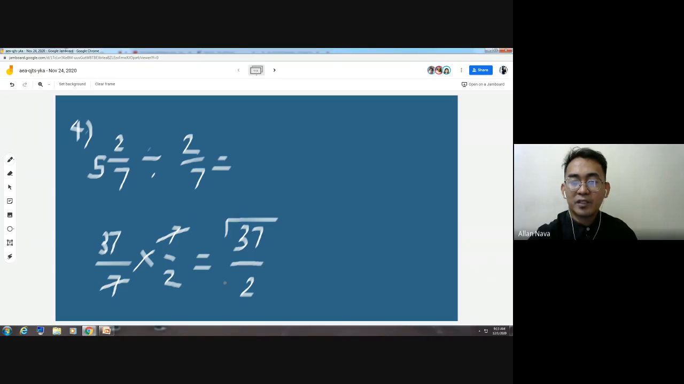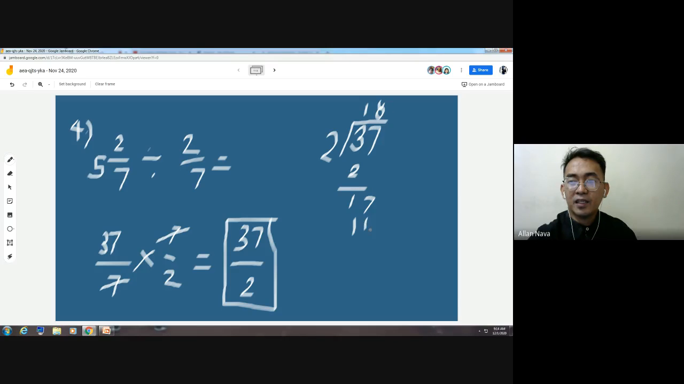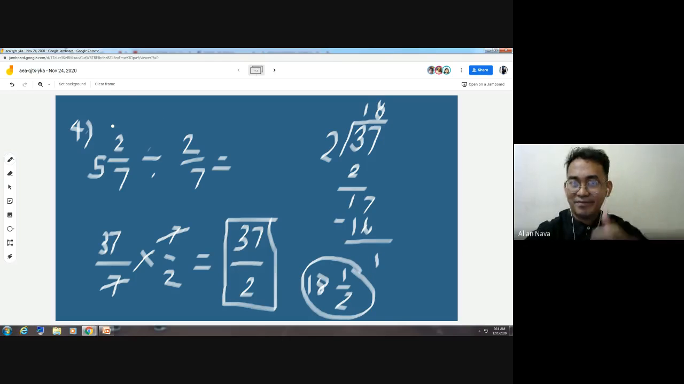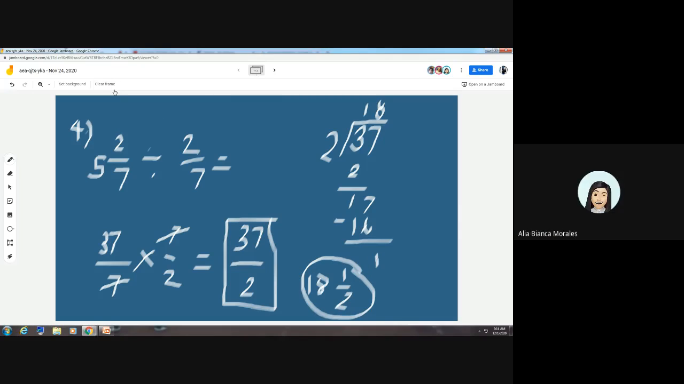Tapos, pag nandito ka na sa 37 halves, so pwede ka nang mag-improper. Okay. That is 2, 17, and then we have 8. 8 times 3 is 16, and then 17 minus 16 is 1. So the answer is 18 and 1 half. Okay, that's it. Very good.